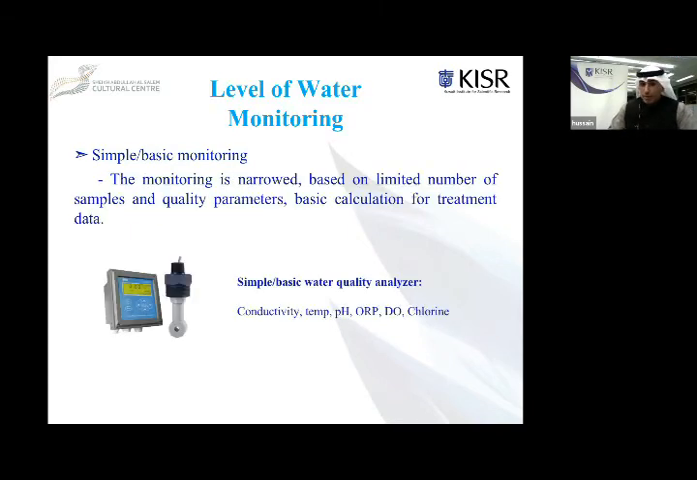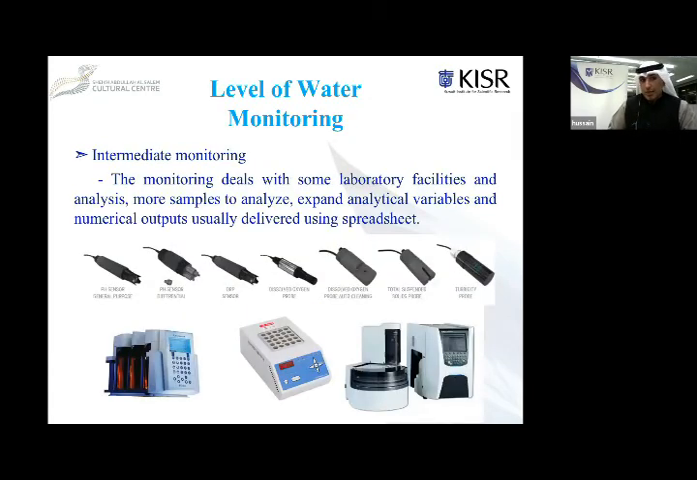For the simple, it's basically general, it's narrowed based on the number of samples collected from any wastewater. The parameters are limited to conductivity, temperature, pH. Those calculations can be easily done by a calculator. You are not generating any database out of it. You're not using efficiently or defining exactly what's the pollutant in that water. So we are not at that stage. We are somehow in the intermediate monitoring.